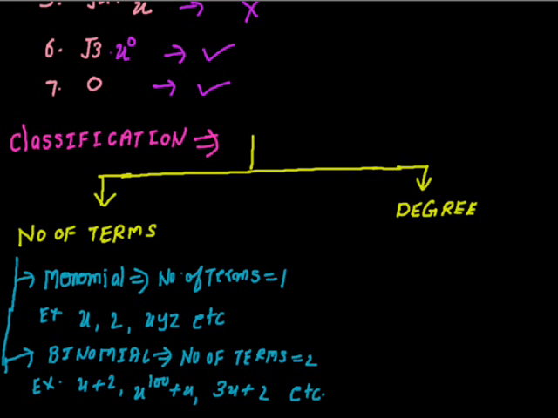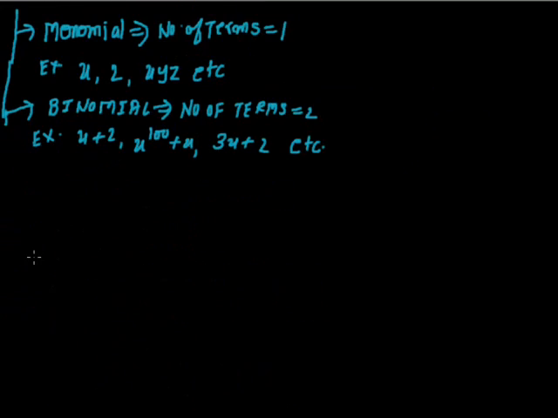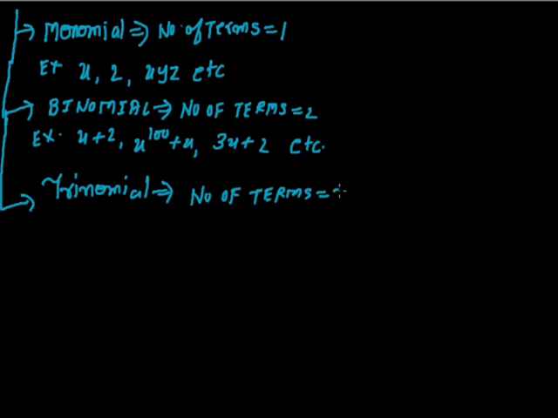Now let us come to the next type of classification, that is trinomial. Okay, now what are trinomials? If the number of terms in the expression is equal to 3, then the expression is a trinomial expression.